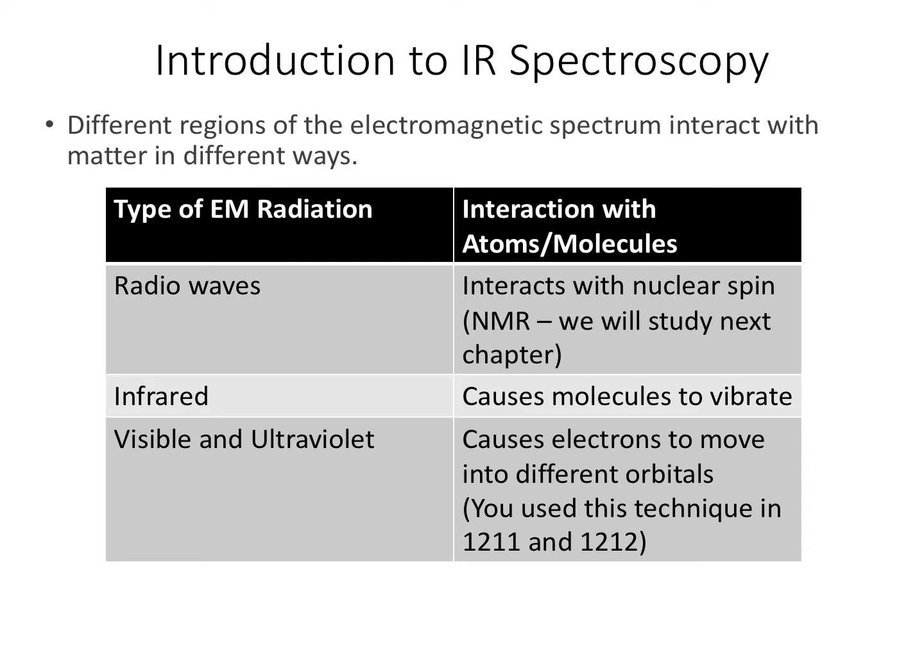This table just lists some of the types of spectroscopy that you've either used in the past or you're getting ready to use in this course. So in the next chapter, we'll talk about NMR spectroscopy, and that involves radio waves. The next couple of videos are about infrared spectroscopy, and infrared spectroscopy causes molecules to increase their vibrational energy. And then in general chemistry, you used UV-Vis spectroscopy, and that type of spectroscopy causes electrons to move into different orbitals. But of course, this video is going to be specifically about infrared spectroscopy.